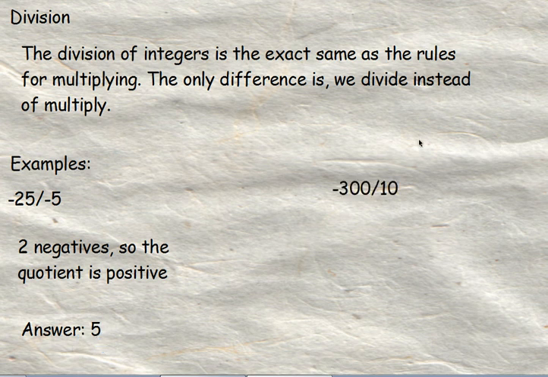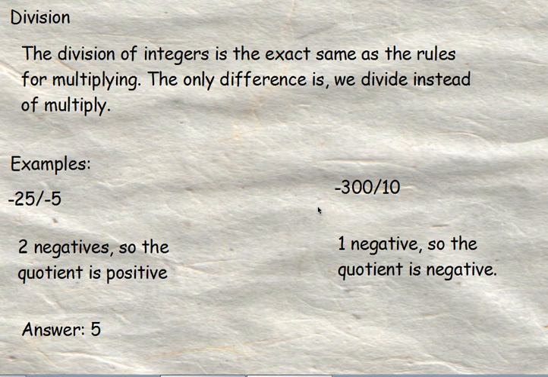Now I got negative 300 divided by 10. Count your negatives. I got 1. So then I know that my answer is going to be negative. So 300 divided by 10 is 30. And since we had the 1 negative, the answer is going to be negative 30.